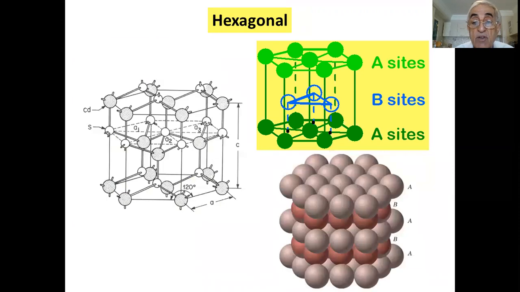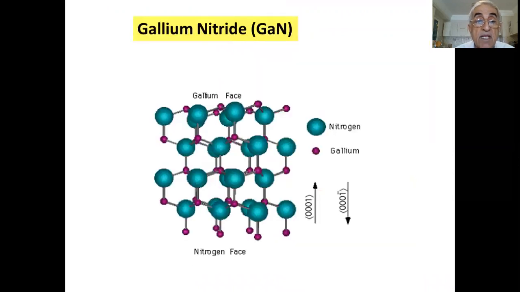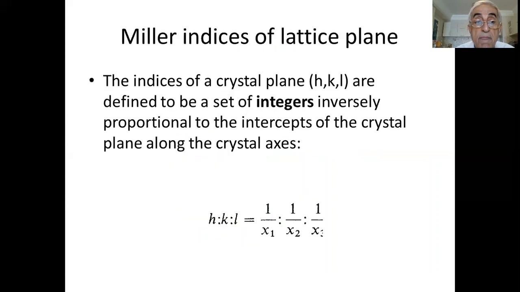This is a hexagonal structure. We have shown it before in the previous lecture. Gallium nitride, GaN: nitrogen atoms and gallium atoms can be seen here. Nitrogen and gallium are constituents of this zinc blende structure.